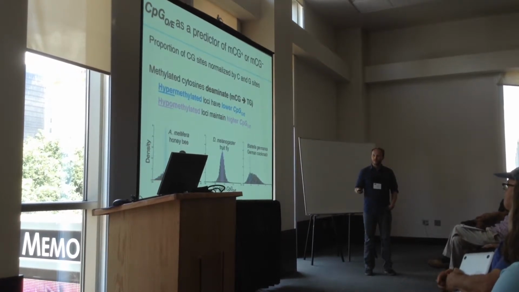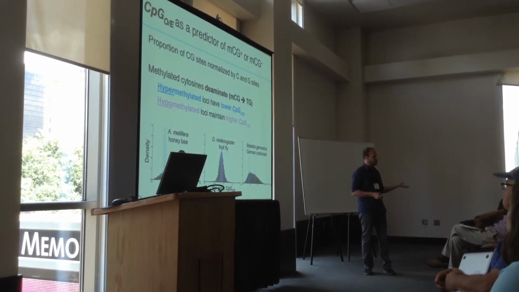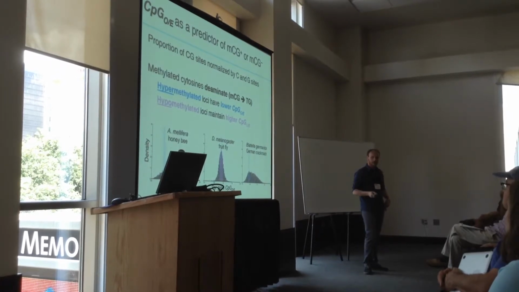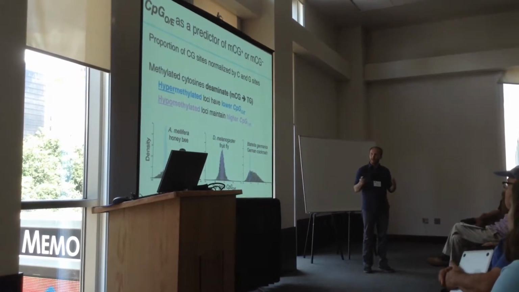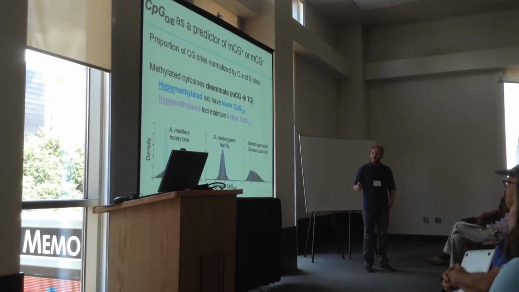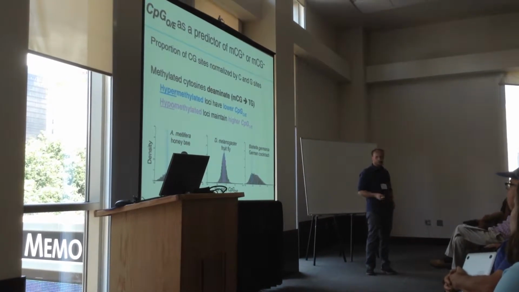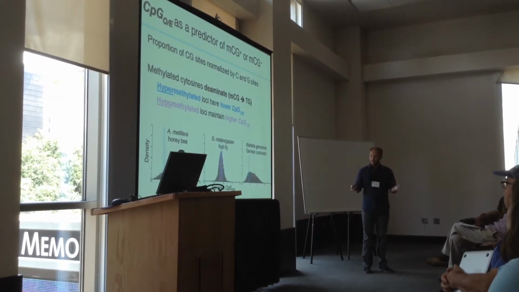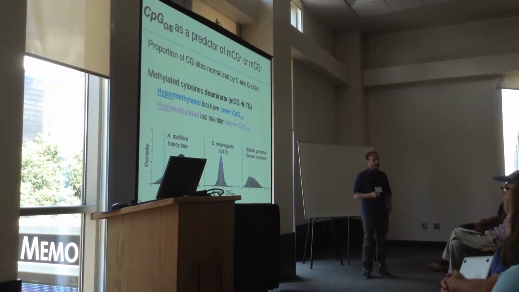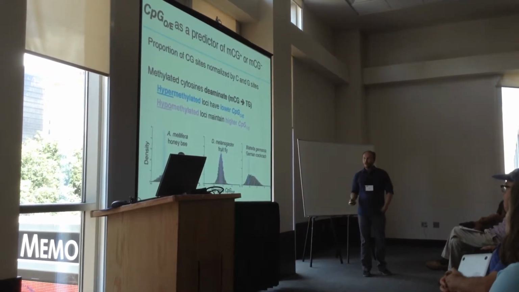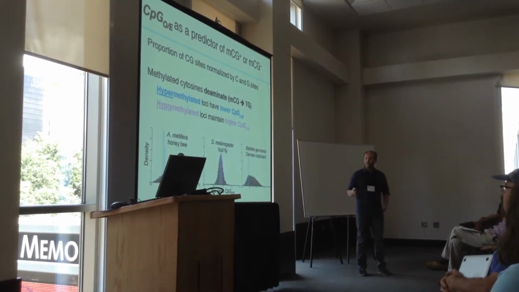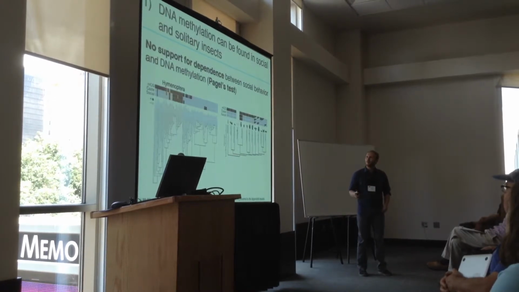So honeybee has this nice bimodal distribution where you have hypermethylated loci and hypomethylated loci. Fruit fly does not have this type of transition or deamination going on, so it has this unimodal distribution. And for German cockroach, given this distribution, we would expect it to have DNA methylation. I'll show you later on, using whole genome bisulfite sequencing, that it actually does.